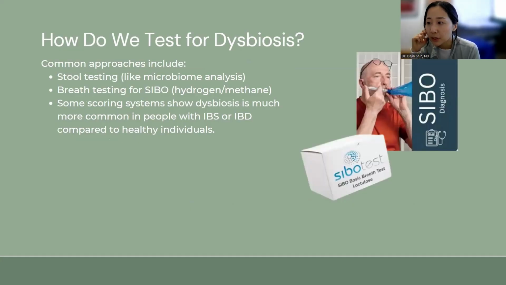So how do we test for dysbiosis? Testing for dysbiosis can be a bit challenging because everyone's microbiome is unique. Common tools include stool testing to look at the microbiome and breath testing to evaluate for things like SIBO by measuring gases like hydrogen and methane. Some research shows that dysbiosis patterns are much more common in people with IBS or IBD compared to healthy individuals, but overall, testing always needs to be interpreted in the context of symptoms.